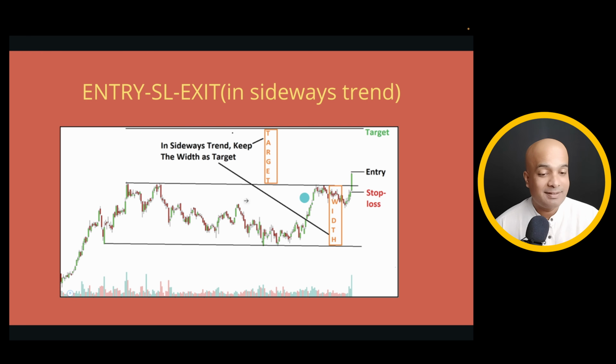In this case, the particular stock is in a sideways mode. You got the trade here. Your entry should come above the high of the breakout candle. Stop loss should be below the low of the breakout candle. So in that case, you can target this length. This width, you can target on the upside whenever the price is in a sideways mode.